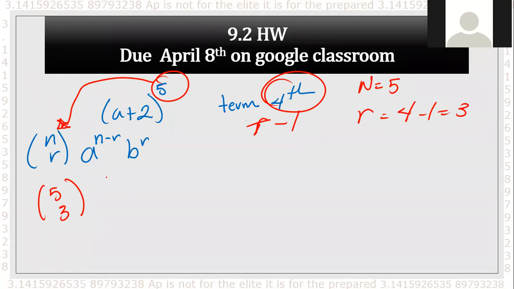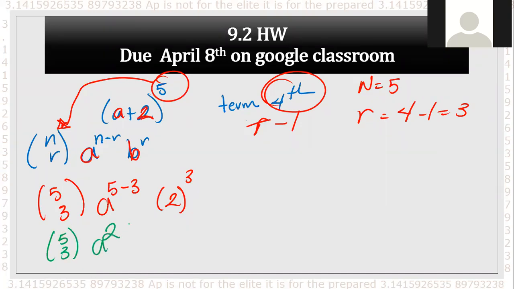Okay, now I'm going to start substituting everything. My a is still a. So it's going to be a, my 5 minus my 3. However, instead of having a b now, I have a 2. So this is going to be 2 to the r power, which is 3. Did I lose anyone? No, it's fine. So it's going to be 5, 3, a to the 2nd, and b to the 3rd. So the 2 to the 3rd is the same thing as saying 2 times 2 times 2, which is 4 times 2, which is 8. So far, so good.